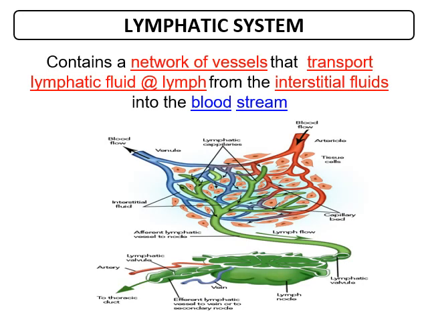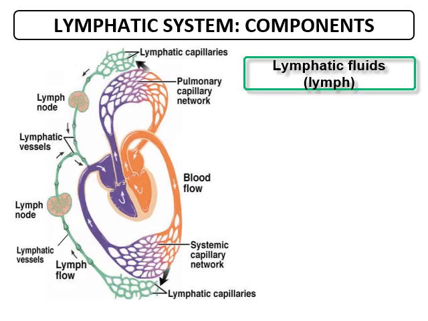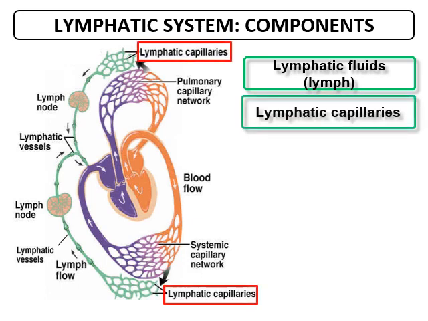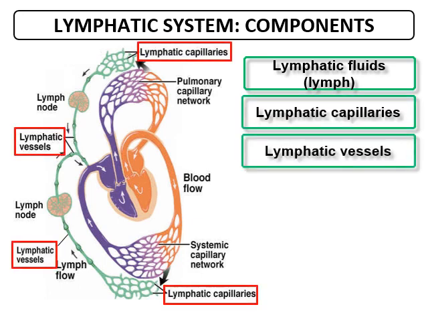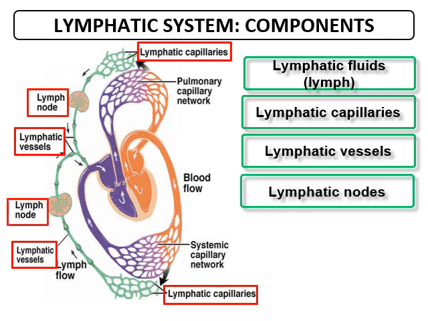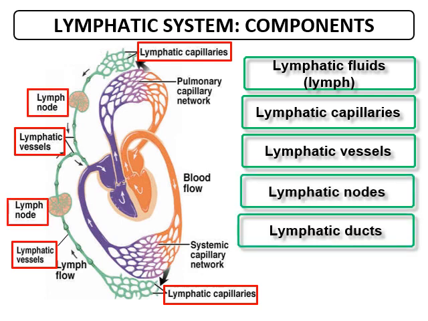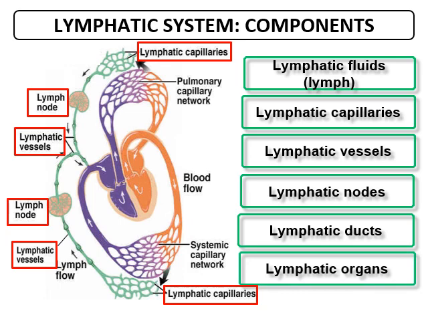The lymphatic system contains a network of vessels that transport lymphatic fluid from the interstitial fluid into the bloodstream. Let me introduce the components of the lymphatic system. There are 6 components involved. First, lymphatic fluid, lymphatic capillaries, lymphatic vessel, lymphatic nodes, lymphatic ducts, and lymphatic organ.